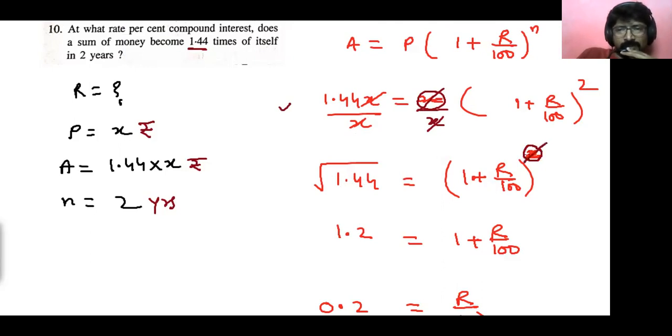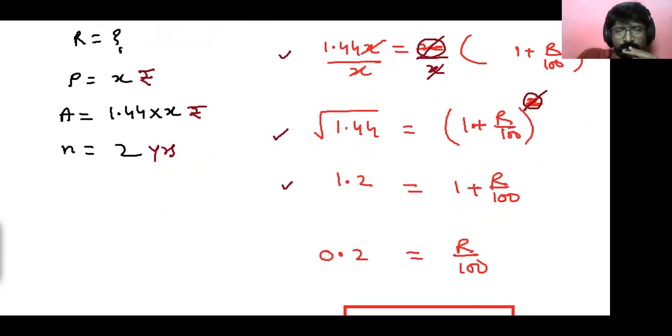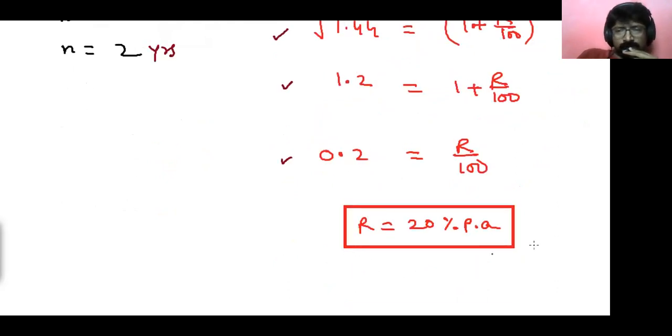Now, if I cancel this power 2, it will go to the other side and it will become a root. I hope you understood this step too. Now, what is the root of 1.44? It is 1.2. 1.2 is equal to 1 plus r upon 100. Get this 1 on the other side. It will become 1.2 minus 1 will become 0.2, which equals r upon 100. I hope you understood these steps too. And 0.2 into 100, then you're going to get rate 20% per annum.